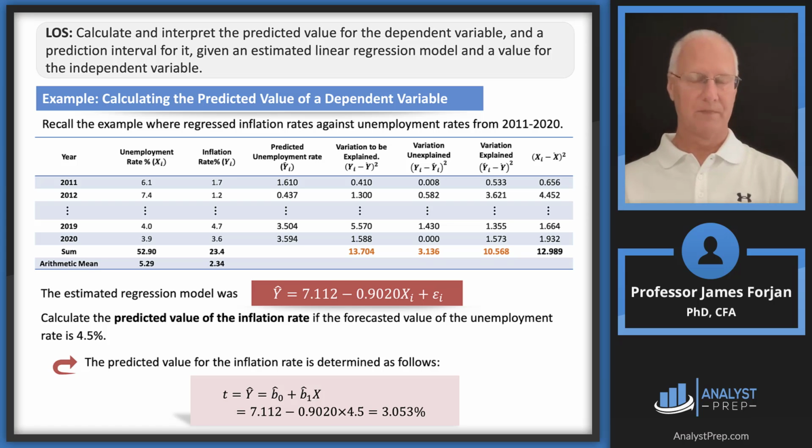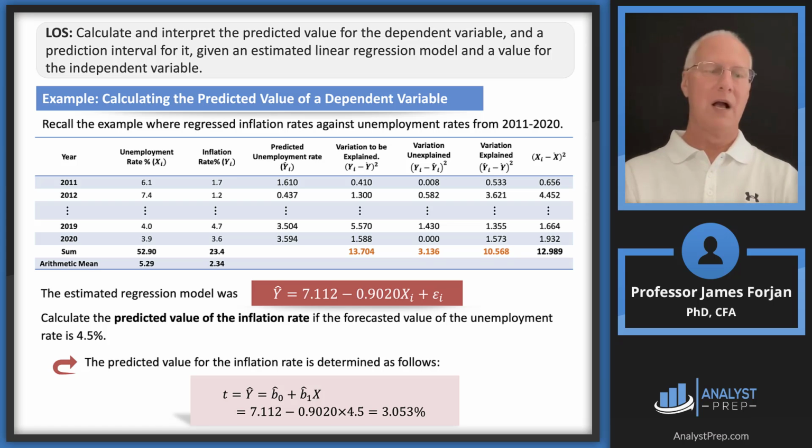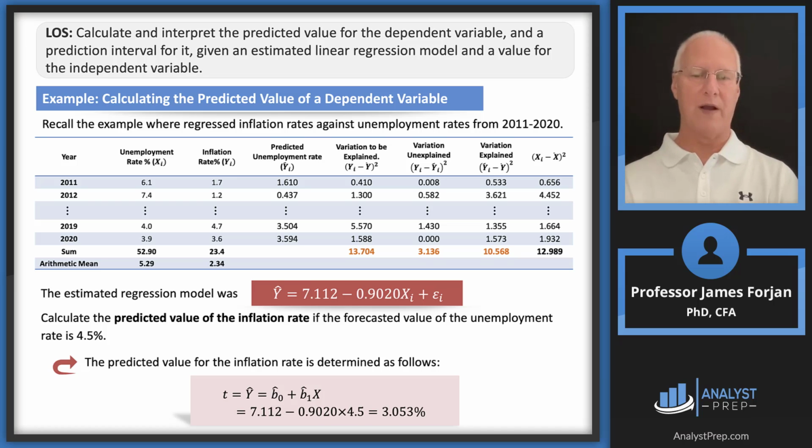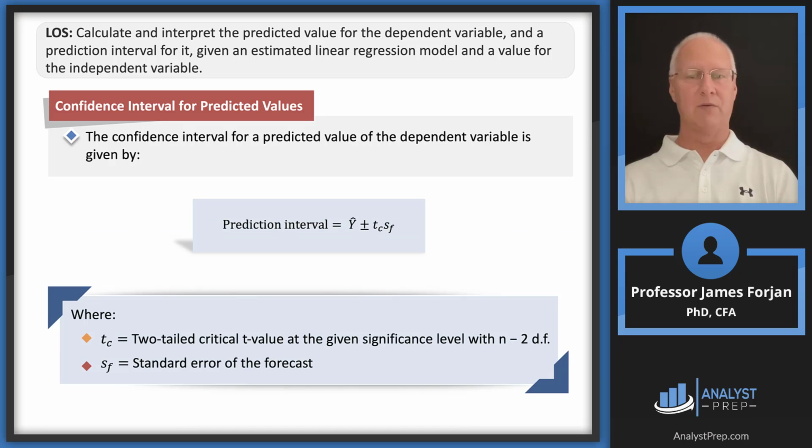What's the range? If I say I think inflation is going to be 3.053%, and you say, okay, Jim, what's the minimum and what's the maximum? And I say, oh, the minimum is minus 84% and the maximum is plus 127%, you're going to look at me and say, Jim, your prediction is worthless. So we want to know what that range is, and that's all a prediction interval does for us.